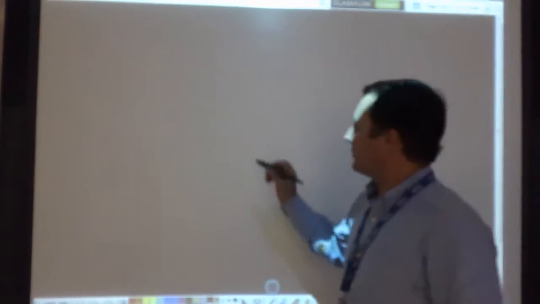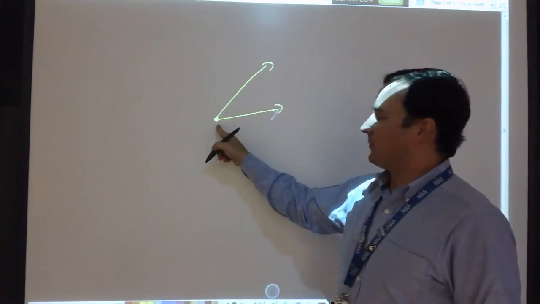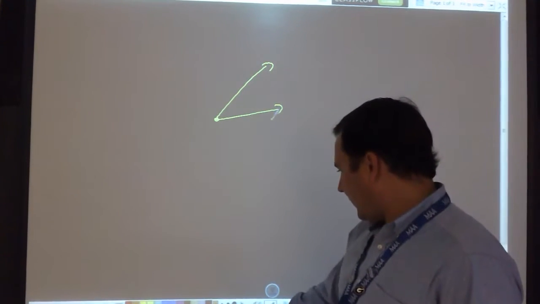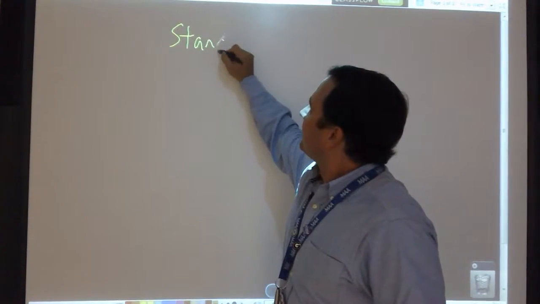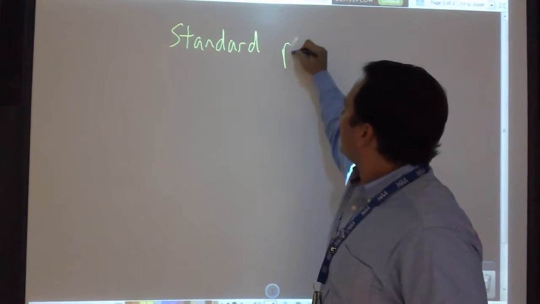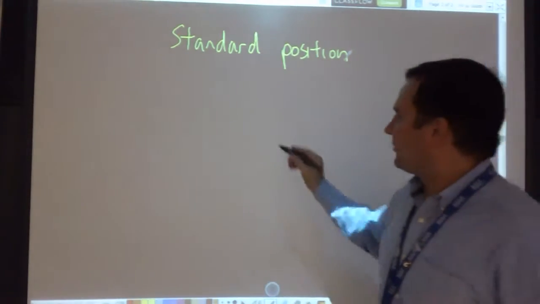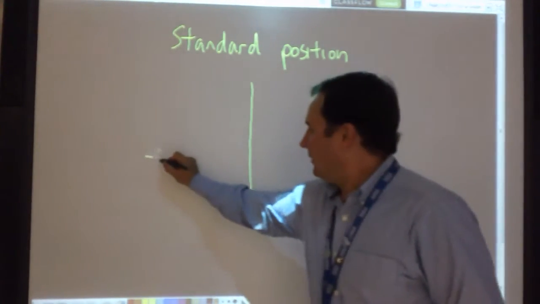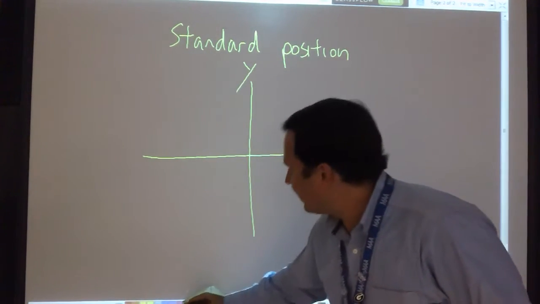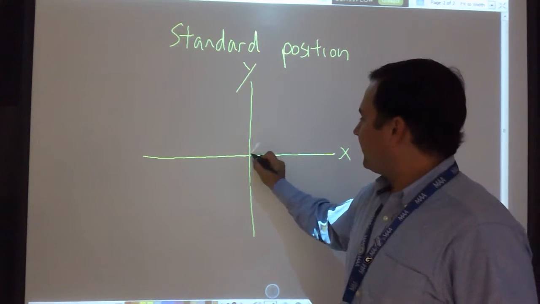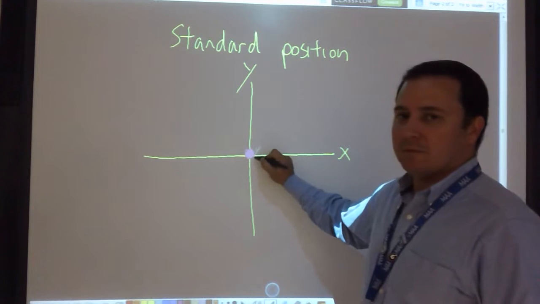All right, when we have an angle, it's made up of two rays and a vertex. And we're going to talk about today what it means if an angle is in what we call standard position. An angle is in standard position when it's in the Cartesian plane. That's our grid with the x-axis and the y-axis. And it's in standard position when the vertex is right at the origin.